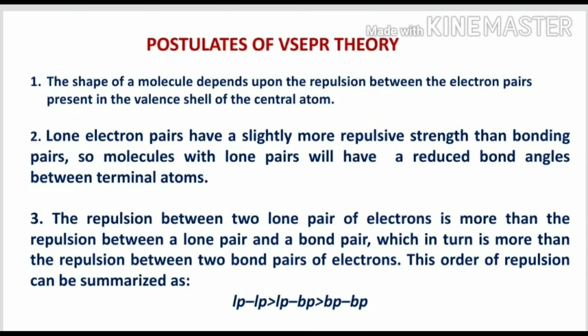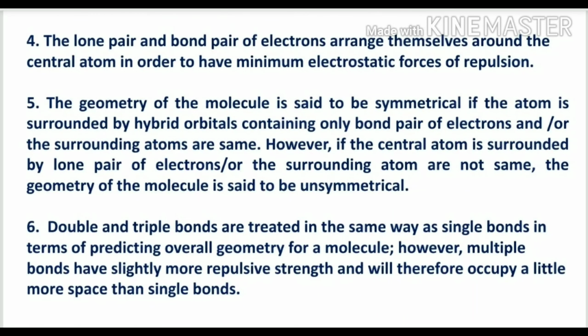The repulsion between two lone pairs of electrons is more than the repulsion between a lone pair and a bond pair, which in turn is more than the repulsion between two bond pairs of electrons. This order of repulsion can be summarized as lone pair-lone pair repulsion is greater than lone pair-bond pair repulsion, which is greater than bond pair-bond pair repulsion. On this basis, we can see the shapes of many molecules. The lone pairs and bond pairs of electrons arrange themselves around the central atom in order to have minimum electrostatic forces of repulsion.